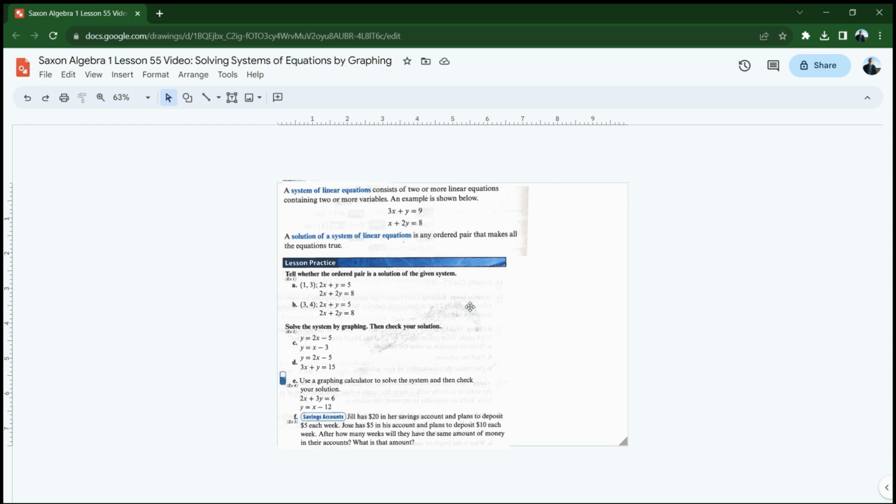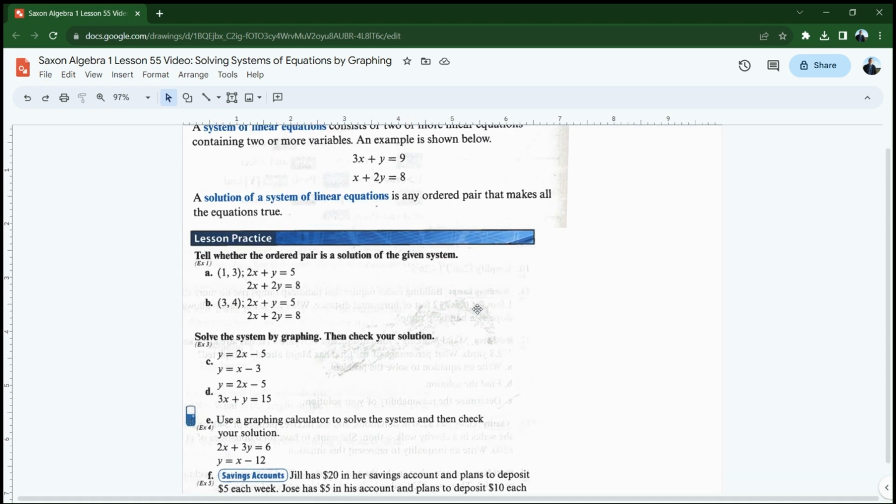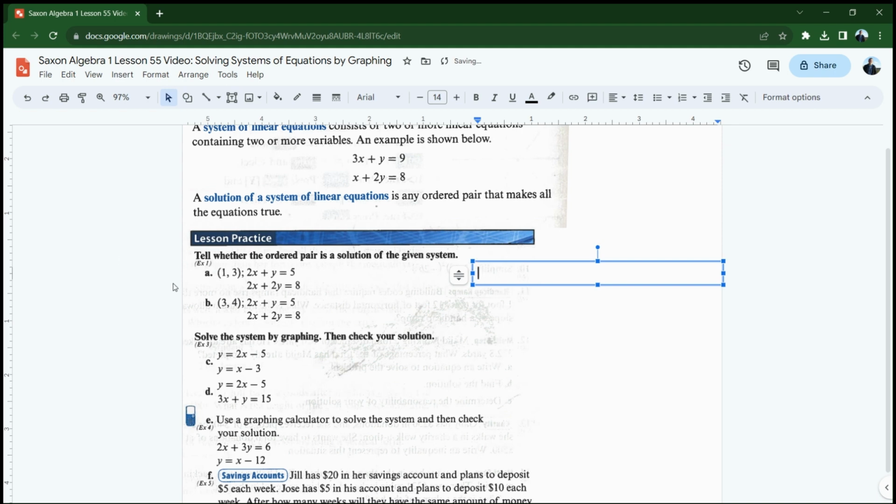I see at the beginning of the practice here, it asks to tell whether this ordered pair is a solution to the system of equations. How do we do that? Well, we just plug in the numbers. So this is an XY coordinate pair. The first value is an X value, the second value is a Y value. Let's see if both of these equations are solved by the pair 1, 3.